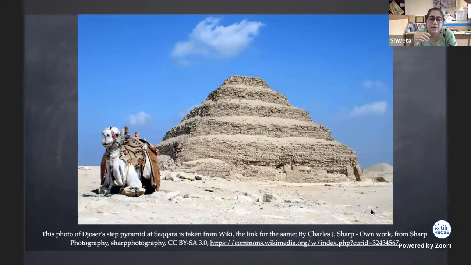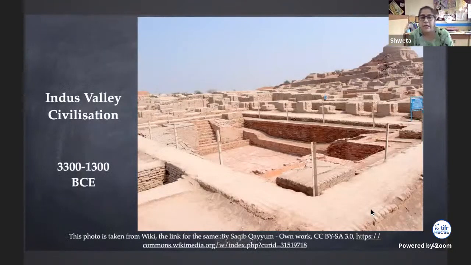You can see Djoser's step pyramid, and there is a historical record that this particular royal cubit was used in the construction of this pyramid. Yeah, so let's go ahead a little bit. We'll talk about another historical story, another civilization.